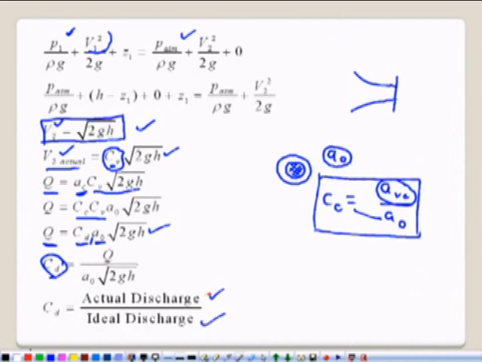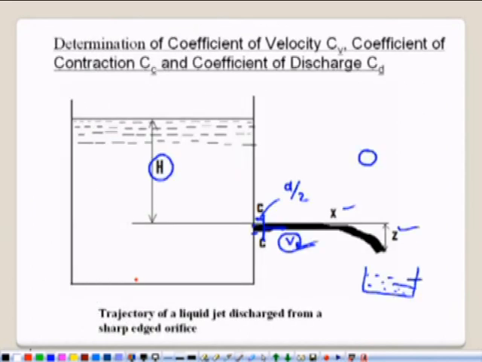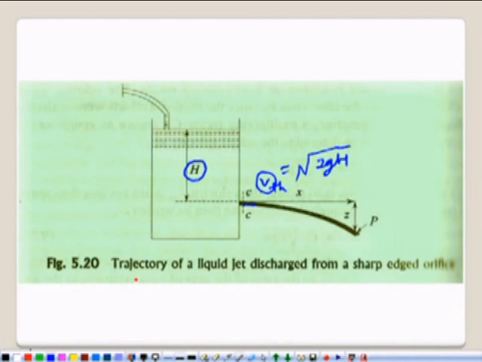For actual discharge, we can collect the water in a tank and we can measure it and write the actual discharge, and the ideal discharge is obtained with the help of A naught. What is A naught? It is the area of the orifice, times root of 2gh, h is the height. In our case, it is designated by capital H, right. So, in this manner we can get these coefficients Cc, Cv, Cd with the help of this simple experiment.